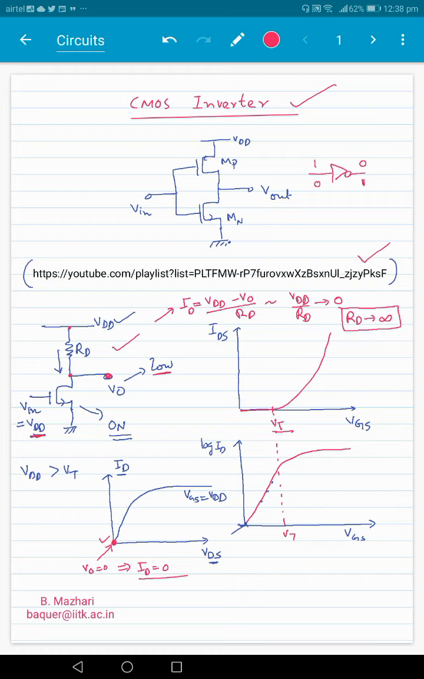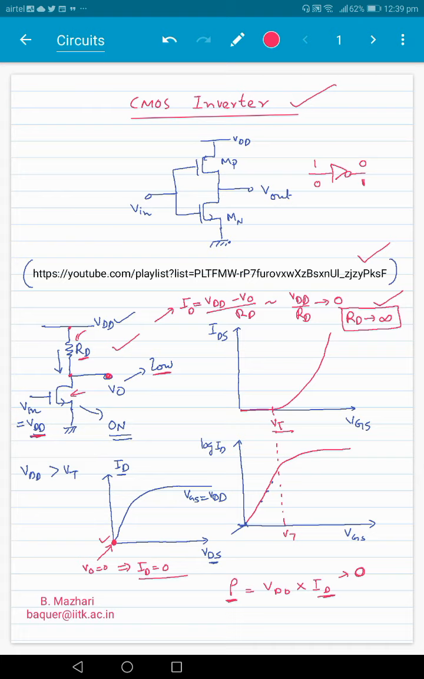Or under practical cases, what we should do is choose RD that is much larger than the resistance associated with the NMOS transistor. That's also required because the power dissipation will be equal to VDD into ID, because that's the power coming from the supply. And if we want this power dissipation to be very small, we again want ID to go to 0, not to infinity. So again this implies that you should choose RD which tends to infinity.